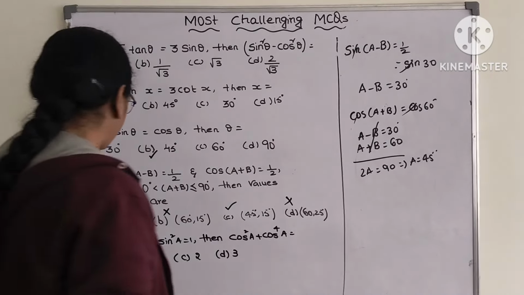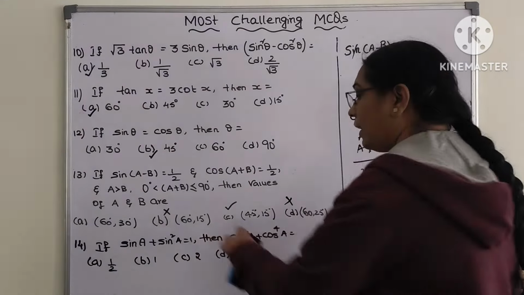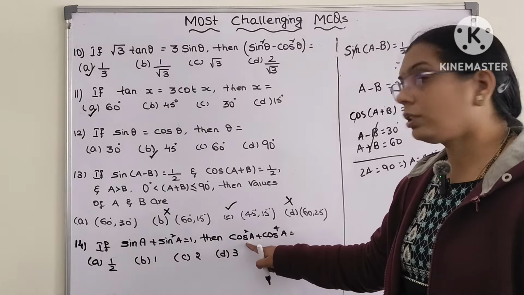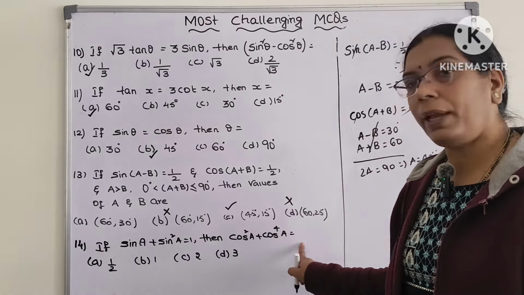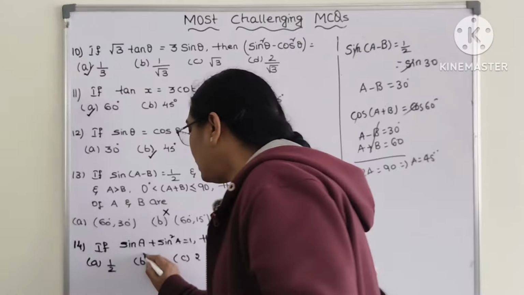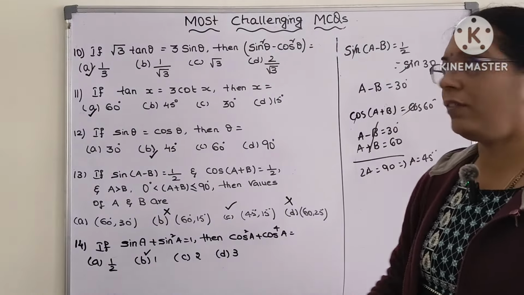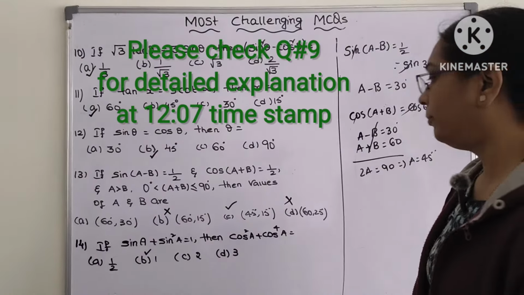Look at the next sum, children. If sin a plus sin square a is equal to 1, then cos square a plus cos power 4 a will be? The answer is 1, children. How we got it? Please check the previous MCQ. You will get it.